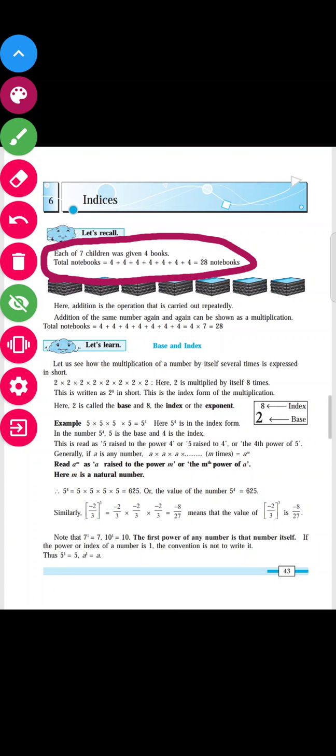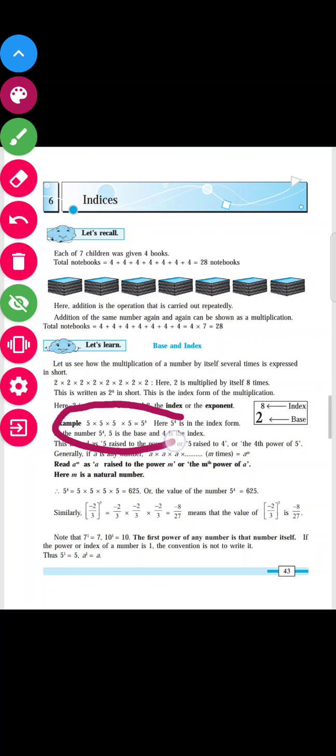Like addition, we can also do it for multiplication. So the addition shortcut is 7 into 4, correct? Because we have taken 7 times 4. Now let us study about multiplication. If I have an example here, this one, 5 into 5 into 5 into 5. How many times does the 5 appear? 5 appears 4 times. So how to write? 5 raised to 4.